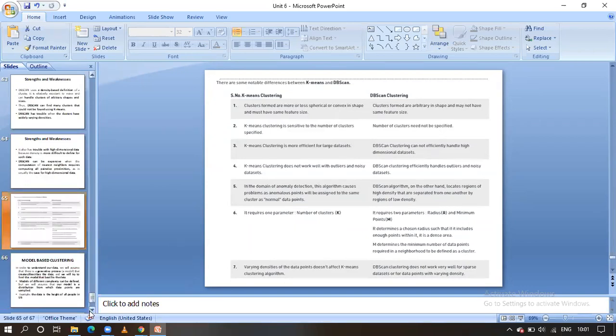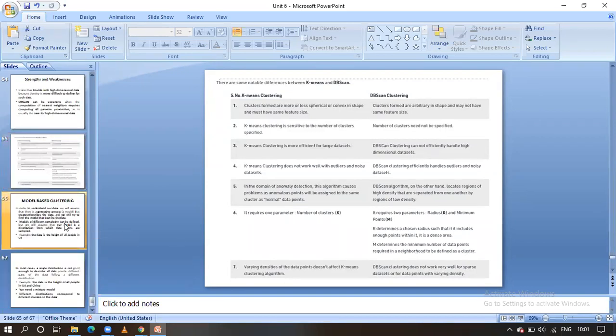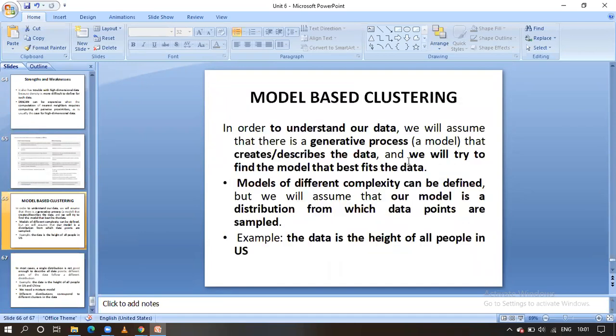The last one is model based clustering, but it's not at all in the syllabus. But sometimes they ask you to compare the model based one with the k-means algorithm. Model based means, based on the input data, we are going to construct one model. Based on that one model, we are going to use it for the data mining algorithm. That is the main theme.